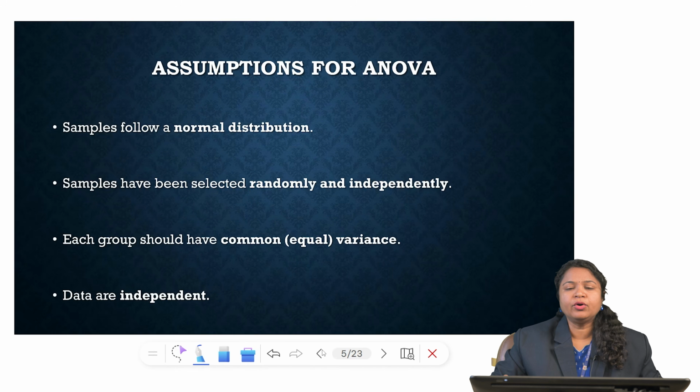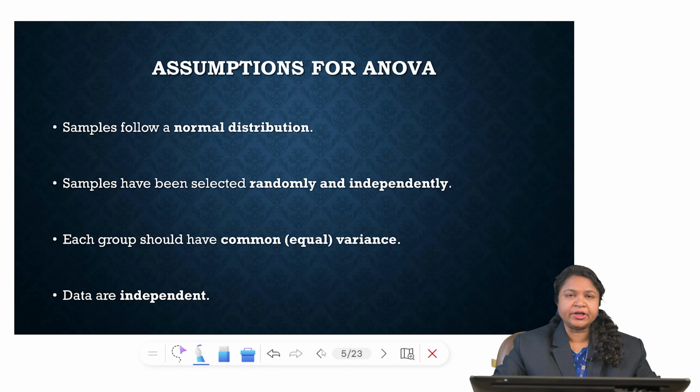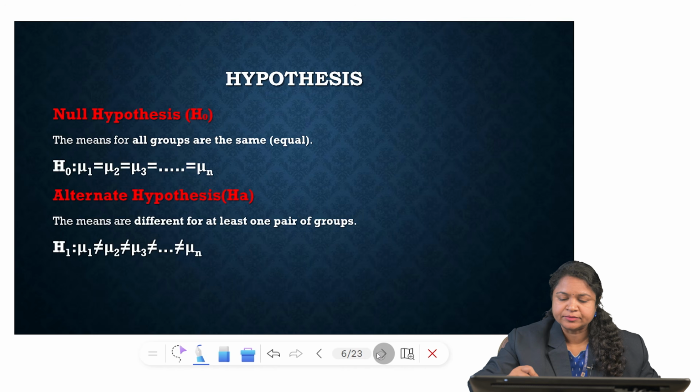Now, before starting the test for ANOVA, we need some assumptions. That is, the samples we are taking from the population should be normally distributed. Each sample should be random and chosen independently. All the groups should have equal variance. And the data we are collecting should be independent. So with this, we move on to the F-test.